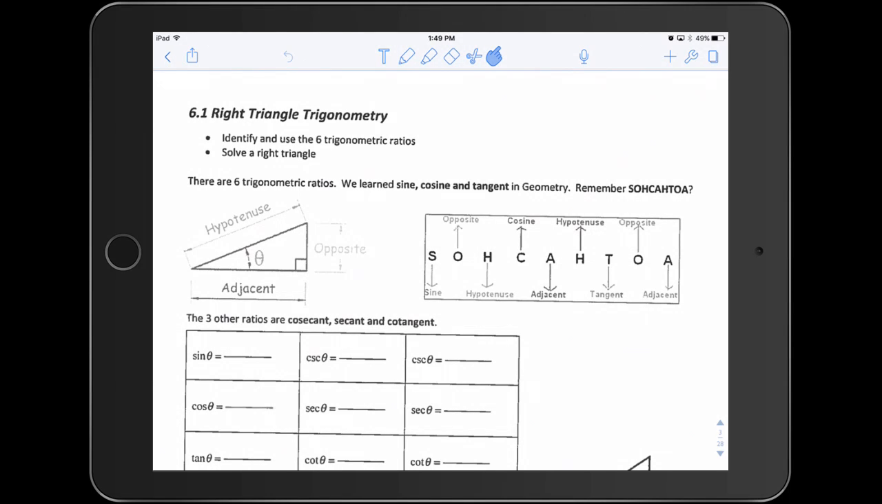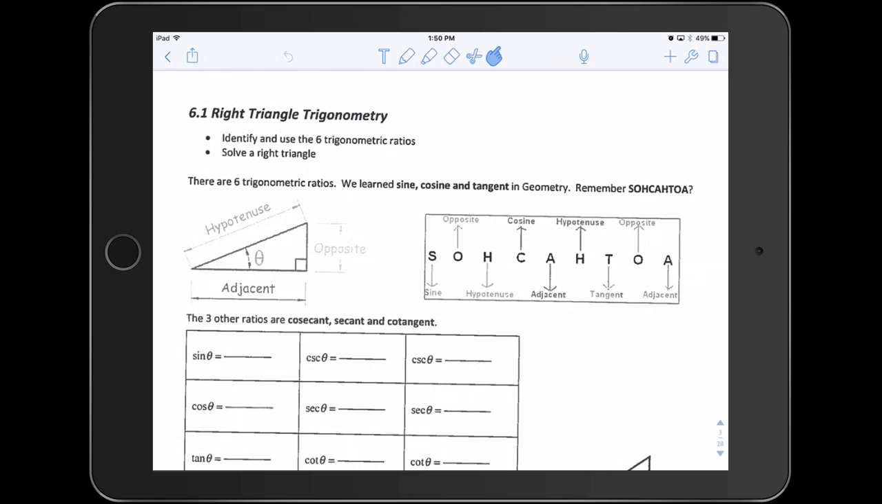Welcome, ladies and gentlemen. This is going to be your note guide video for section 6.1, which is all about right triangle trigonometry. This is definitely a blast from the past from your geometry course with a little bit of added nuances, which is great. So enjoy the review, but also appreciate the new material as well.